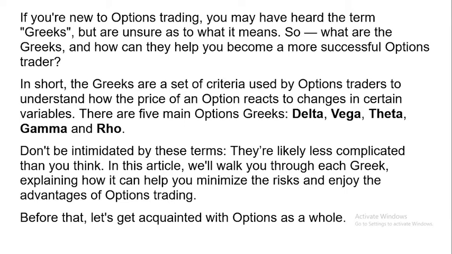There are 5 main options Greeks: delta, vega, theta, gamma, and rho. Don't be intimidated by these terms. They are likely less complicated than you think. In this article, we'll walk you through each Greek, explaining how it can help you minimize the risks and enjoy the advantages of options trading. Before that, let's get acquainted with options as a whole.